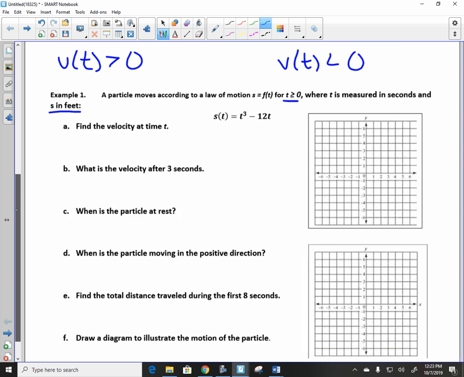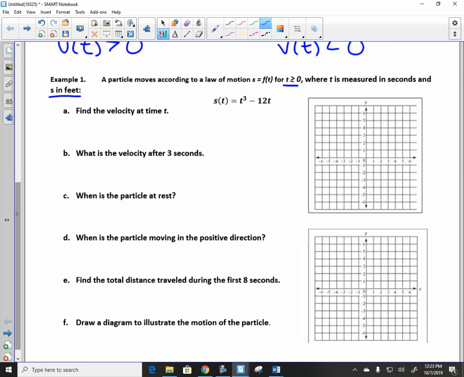Find the velocity at time t. Before I find the velocity, I'm first going to graph this. It's a cubic. If I factor out a t, I'm left with t squared minus 12. Now I'm even going to do kind of a fancy factoring here: t times t minus the root of 12 times t plus the root of 12. You okay with that? So therefore, we know it crosses the x-axis at what spots? 0, root of 12, which is like 3.5, and negative root of 12, or negative 3.5.